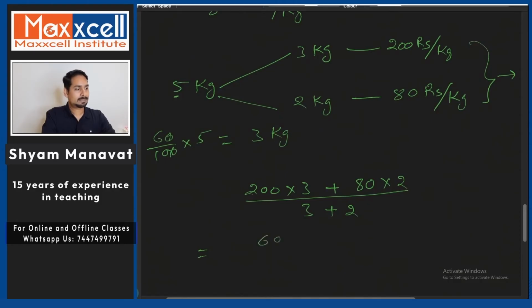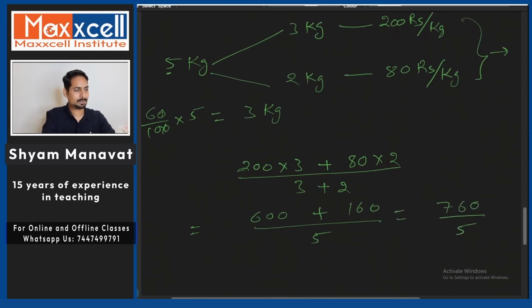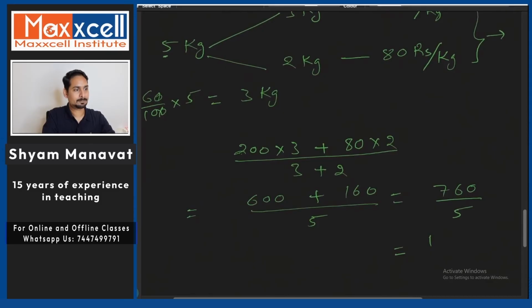Then here you got 760 by 5. That should get you 5 ones are 5, 5 5s are 25, and 5 2s are 10. So 156 rupees per kg.